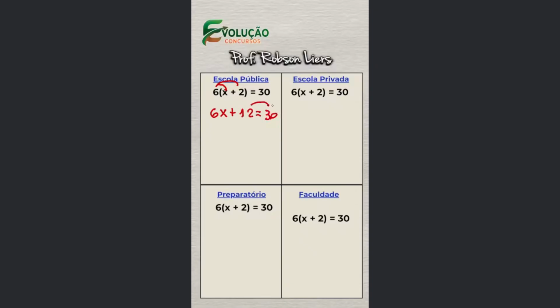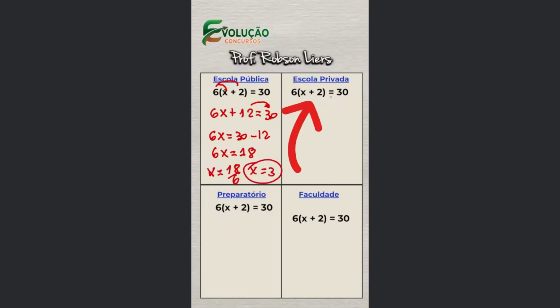Plus 12, we move it to the other side of the equation with the inverse operation. So 6x will be equal to 30 minus 12, so 6x equals 18. Moving 6 to the other side, x will be equal to 18 divided by 6, we conclude that x equals 3. We found the value of x here. This is the way we learn in public school.